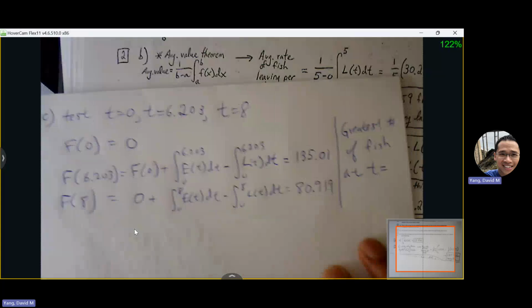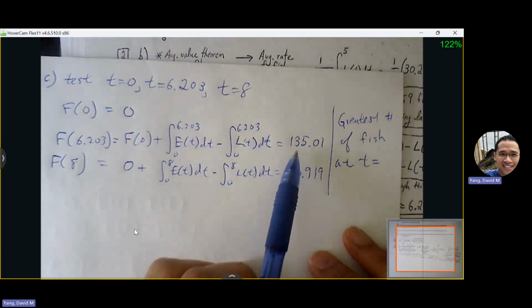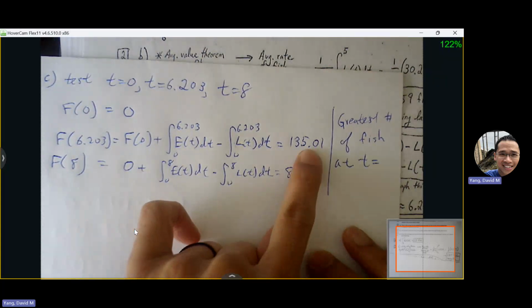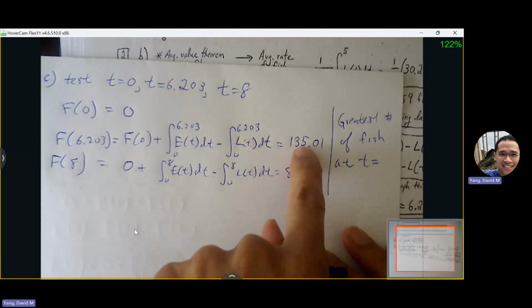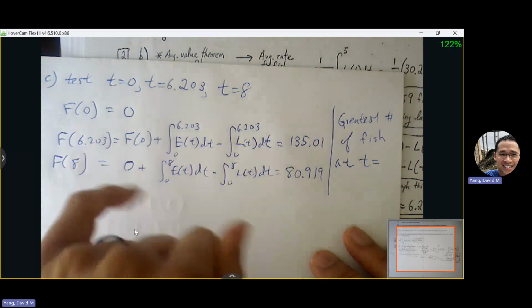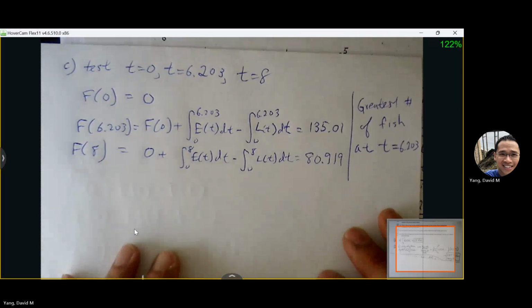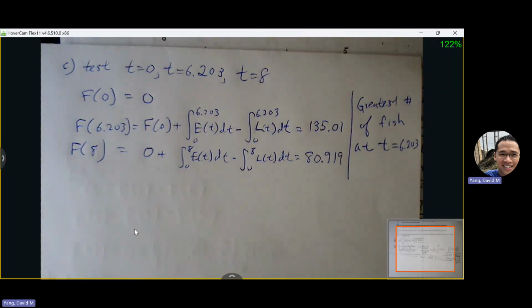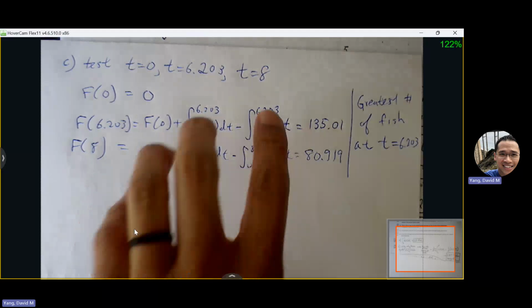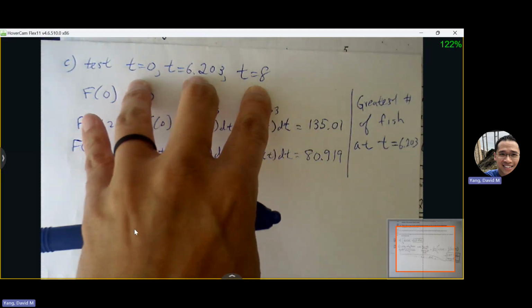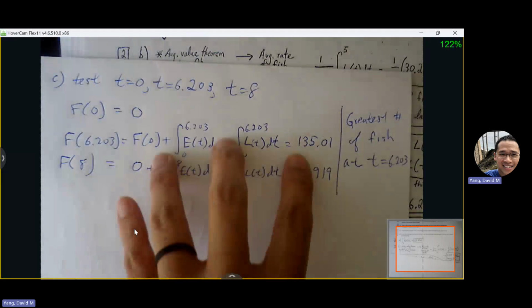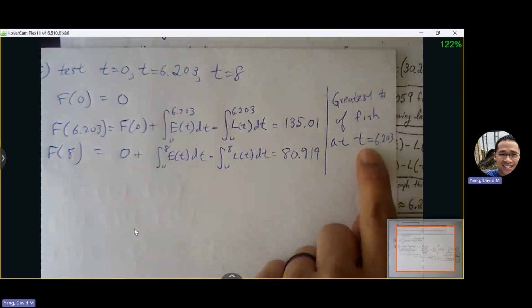They're asking for the time where the most number of fish is going to be in the lake. So even though 135 is going to be the most number of fish, they're asking for time. So we're going to provide t equals 6.203. And you don't have to provide any justification in terms of listing conditions for the extreme value theorem. What they want to see is that you're testing the appropriate endpoints and critical points, that you're putting them into the appropriate function, and then you're making your conclusion based off of your data.